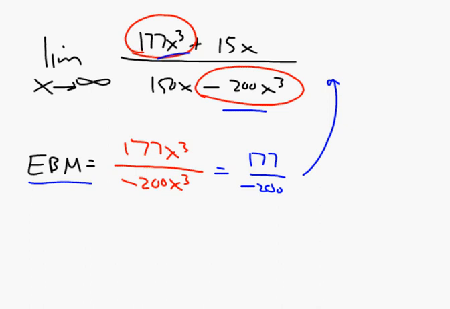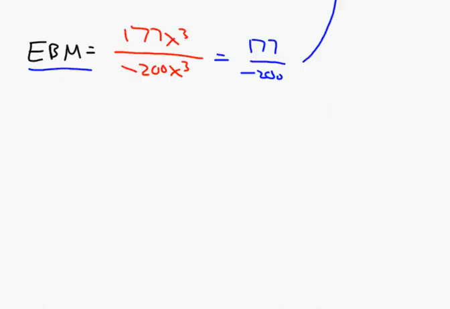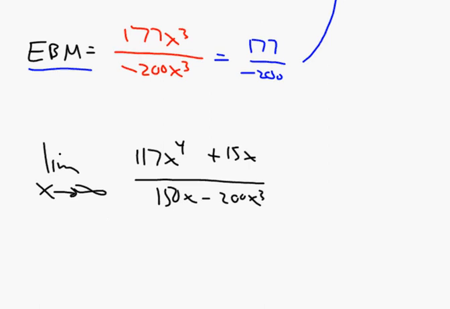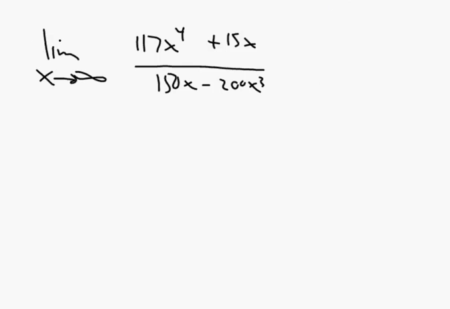So let's consider some other possibilities. Let's just take this limit I gave you and change it ever so slightly. So let's say the limit as x goes to infinity of 117x to the fourth plus 15x over 150x minus 200x cubed. So again, to find the EBM, you do this the same way. The end behavior model is going to be the highest power term on top, which is 117x to the fourth, divided by the highest power term on the bottom, which is negative 200x cubed.